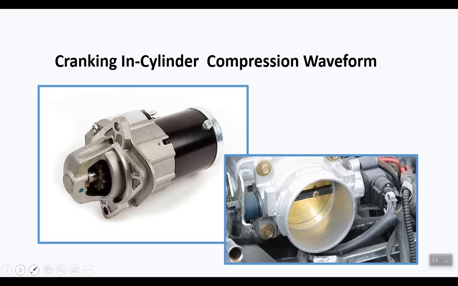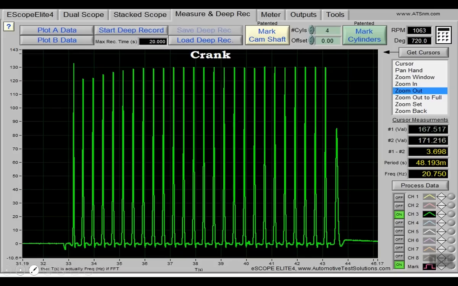So this is cranking with the throttle plate closed. I'm going to disable something to get this. I always want to get maybe 8-10 seconds. And again, first thing we're doing is looking for high, low, highs up here, where I have one high, one low, one high. And in this case, I don't see this. This is a pretty steady state across here.